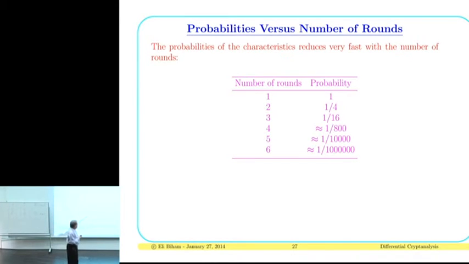I want to concatenate a new characteristic to the end of a previous best one and lose a constant factor every time I do that. What will I get? I'll get an iterative characteristic. The question is, can I have an iterative characteristic, meaning every 2 rounds, I'll get the same difference to which I'll be able to iterate the same characteristic? Okay, so I'll show it on the board.